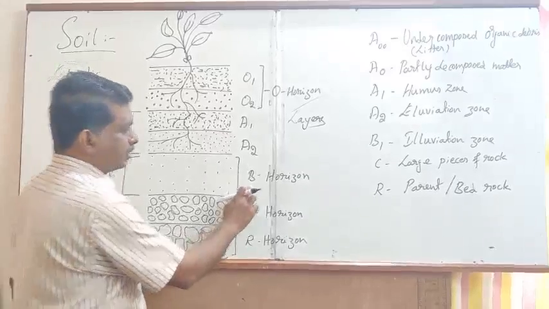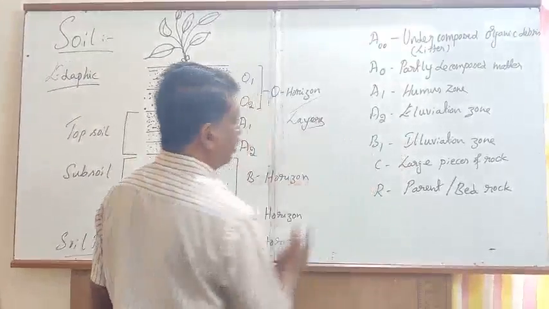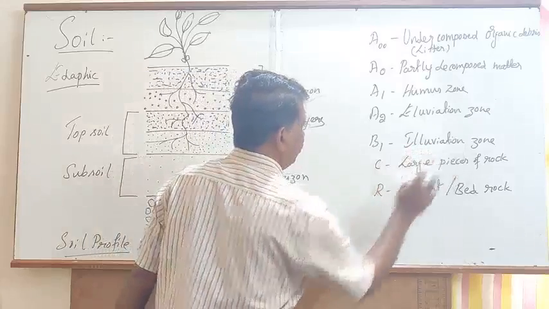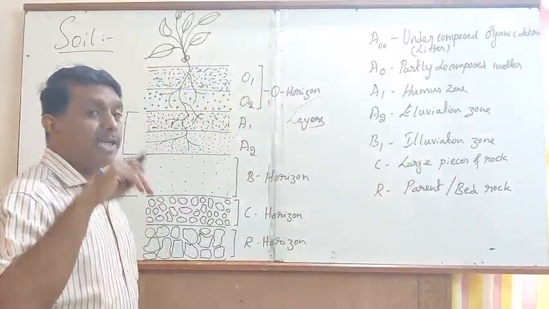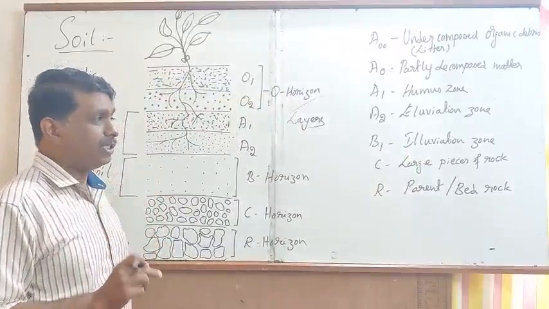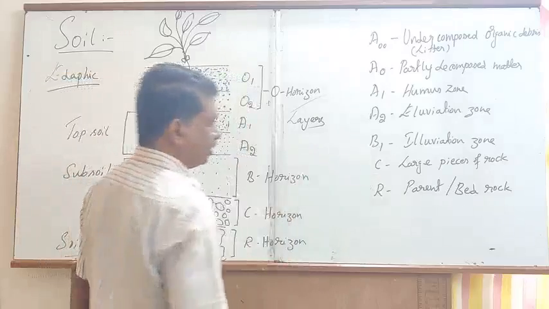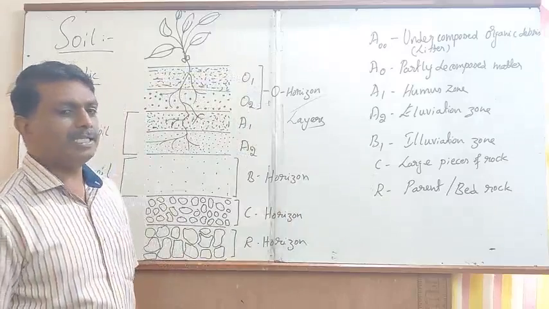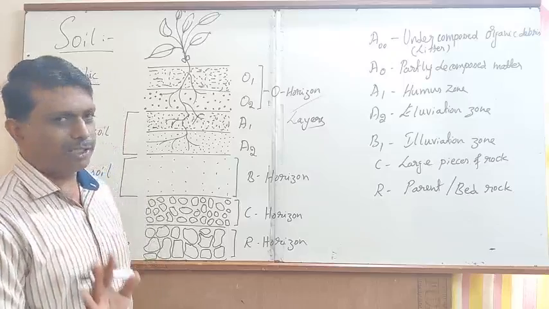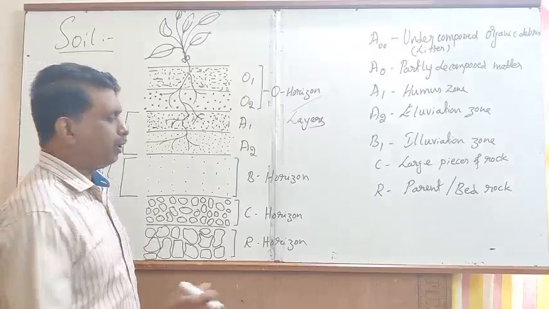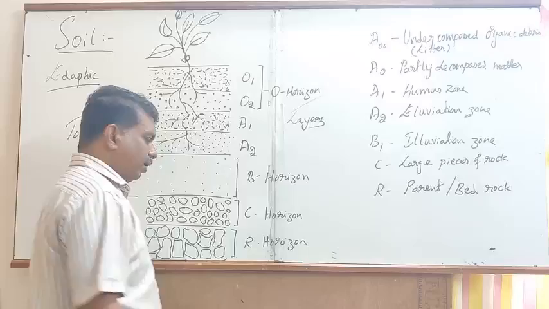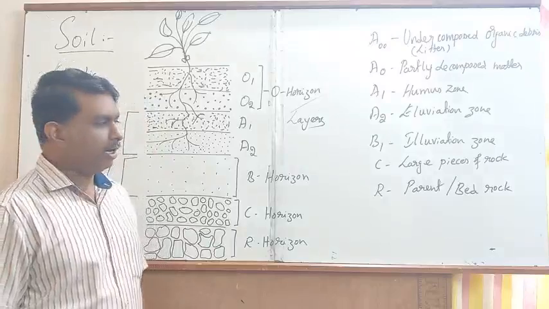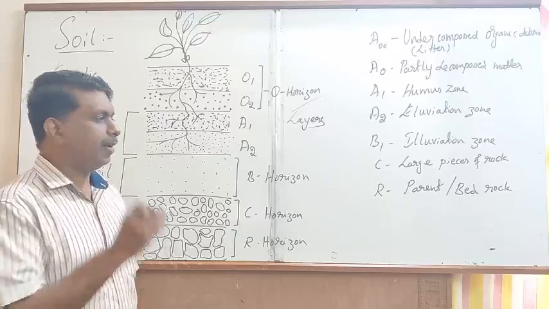The next important one is the B horizon. In that B horizon, you can find deposited soil in the form of the illuviation zone. The next horizon is the C horizon. In that zone, you can find large pieces of igneous rock, or the primary rock, found in the C horizon. Below the C horizon, you can find the R horizon. The R horizon is characterized by the presence of parent rock, or the bedrock.